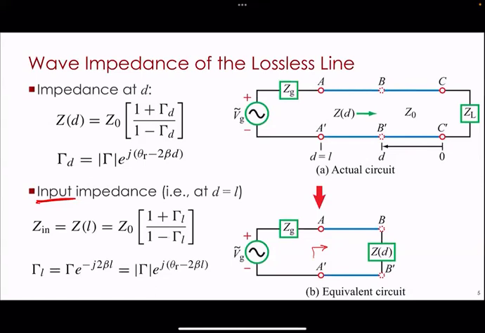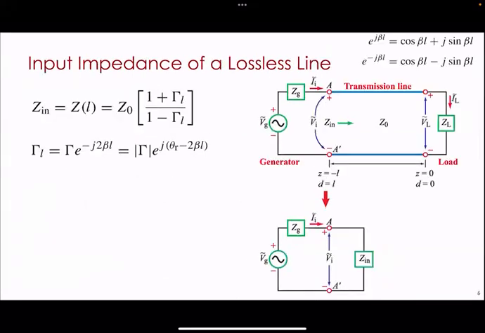Okay, so we could also go all the way back to the input. This is exactly what we just had, but we don't have any intermediate BB prime. We just have our whole length of line. The whole length of line is L. If we calculated Z in, we could replace the whole thing. Note there's no transmission line in this circuit.